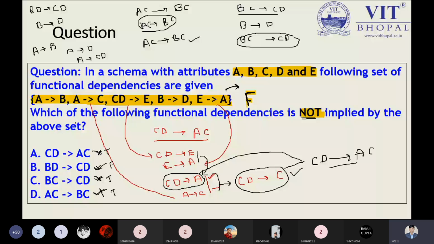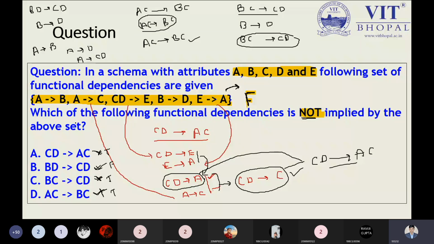Yes, tell me. The question is clear and the answer is clear. Yes, sir. Okay, so you have to apply the various axioms. Mostly we like to use decomposition, union, reflexive, transitive, augmentation. Just apply them and see.